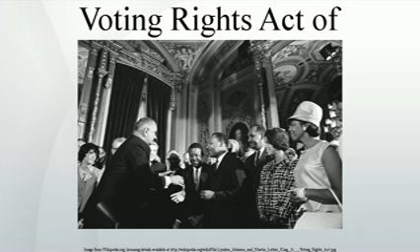A few hours after the decision, Texas and Mississippi announced plans to implement voter ID laws that were previously denied preclearance.